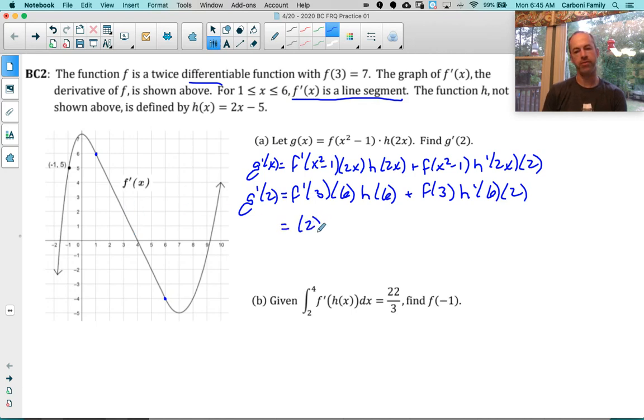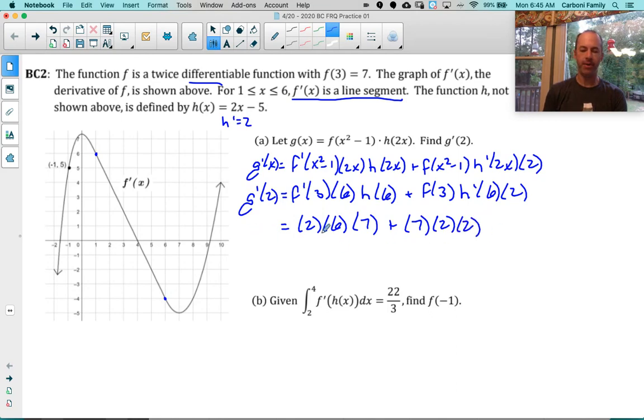Okay, f prime, we are given the graph of f prime, and at 3, f prime of 3 is 2, so we have 2 times 6. H of 6 would be 12 minus 5, that's 7, plus f of 3 was given, that's 7. H prime of 6 would just be 2. H is linear, so its derivative will always be 2 times 2.